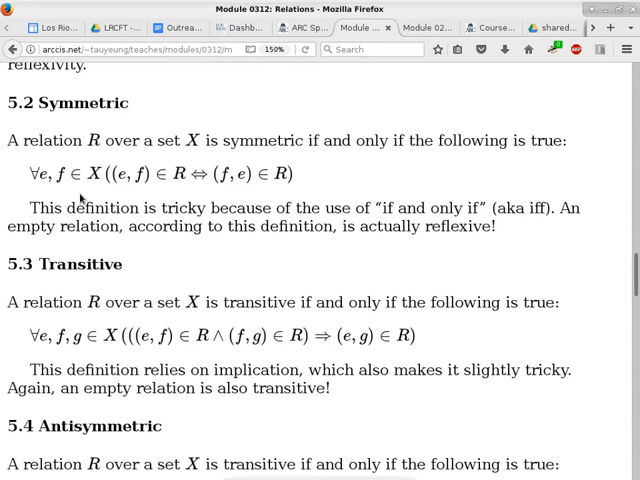Okay. So let's go ahead and check out a few examples. This is called being symmetric. So cross out this term and make it symmetric. Okay.